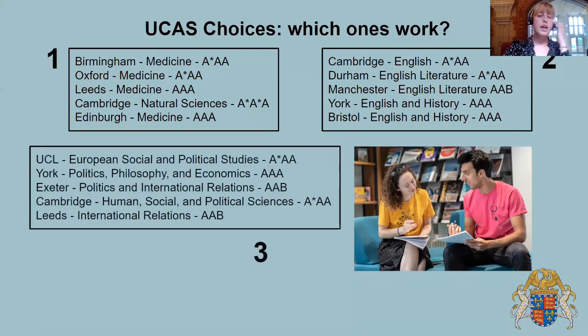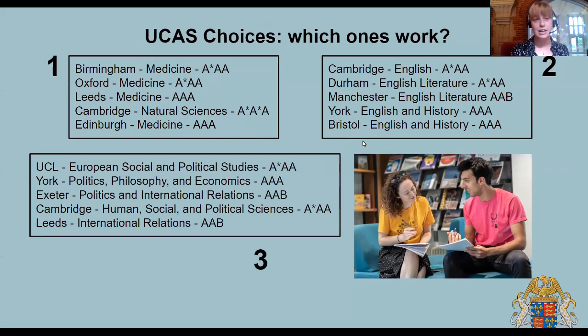Excellent. Okay, third and final option then in this really fun game show. So the 5 choices here are UCL, University College London, European Social and Political Studies, and the requirements here are A*, AA. And then we've got Politics, Philosophy and Economics at York for 3 A's. And then we've got Exeter, Politics and International Relations, AAB. Cambridge, HSPS, Human, Social and Political Sciences for A*, AA. And Leeds for International Relations, AAB.